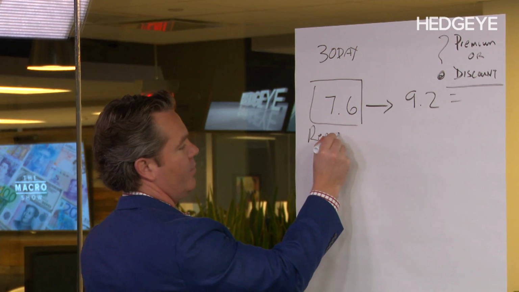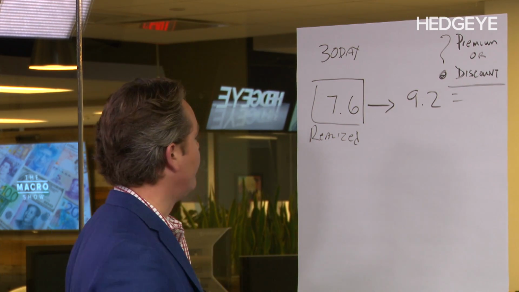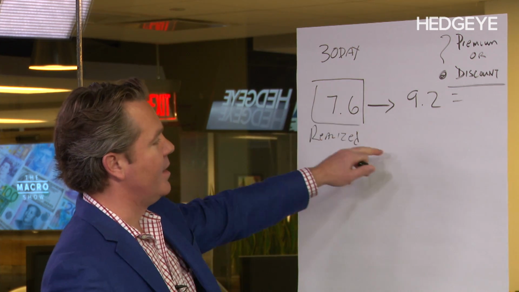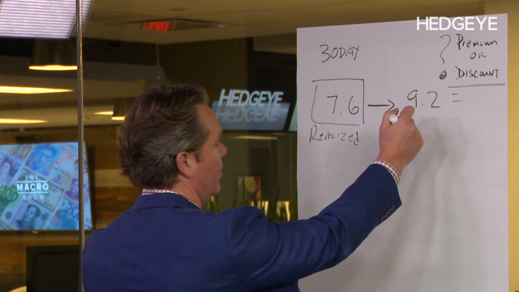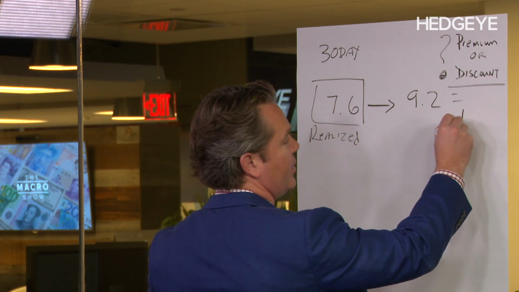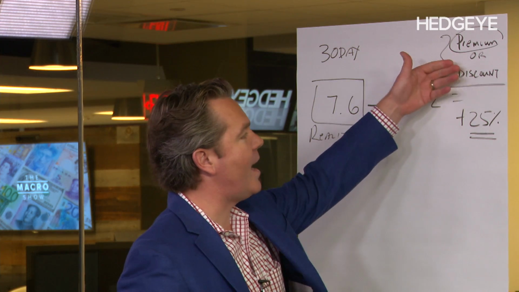That's realized. That's what already happened. That's why we said realized. 7.6% is realized. 9.2% is implied. So implied volatility is the expectation in the options, and that equates to a plus 25% premium or discount. When it's flatter, say a 5% premium, which really isn't much of a premium, or it's flat or even negative, a negative number would be a discount, then there's some serious complacency in the market.